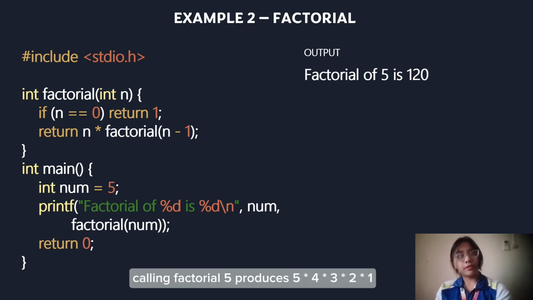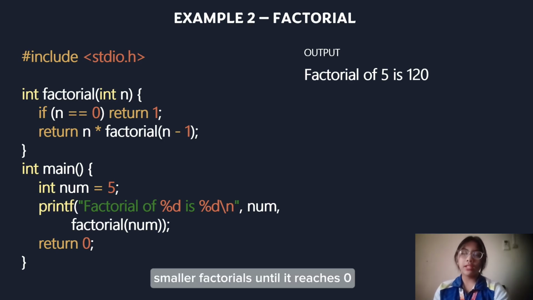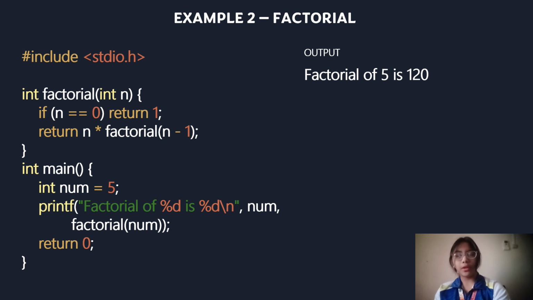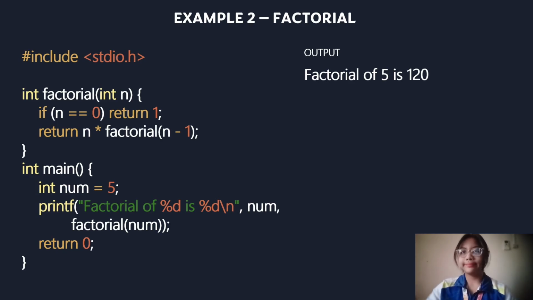Calling factorial 5 produces 5 times 4 times 3 times 2 times 1 equals 120. The recursion breaks the problem into smaller factorials until it reaches 0. After reaching the base case, the numbers multiply back upward.